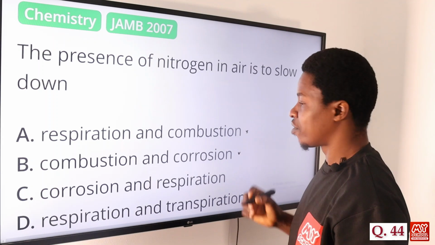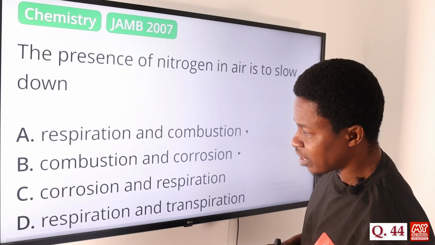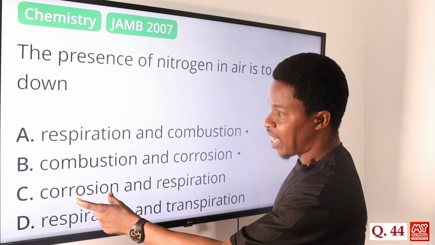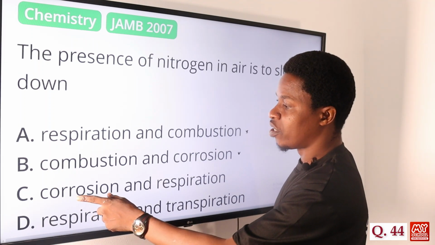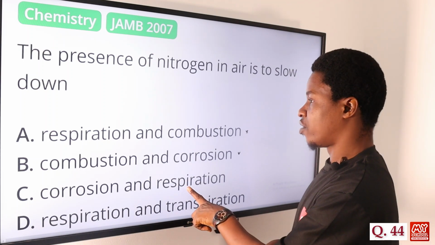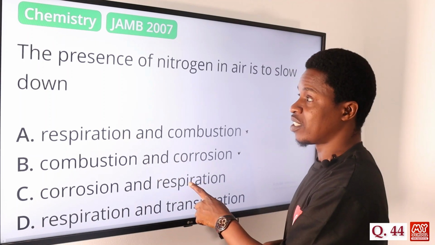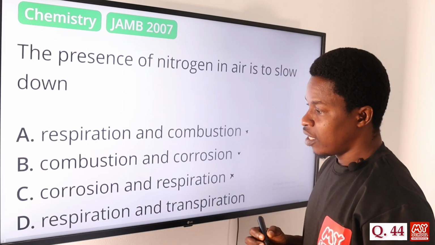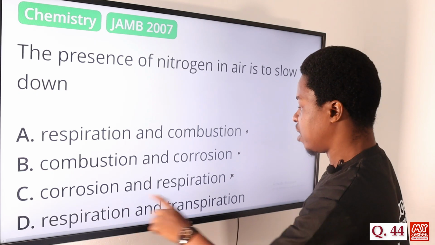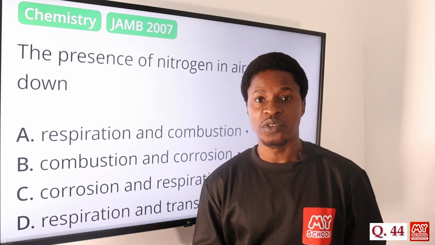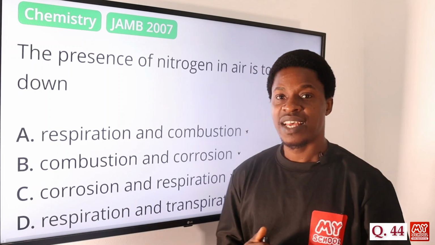Corrosion here and combustion. So that's correct. Let's see, option C says corrosion and respiration. Corrosion, yes, nitrogen will slow down the rate of corrosion because it's an inert gas. And then respiration, of course, like we said, we don't require nitrogen for respiration. So this also is eliminated. Respiration here, transpiration for this alone, this element. So the correct answer here is option B, combustion and corrosion.